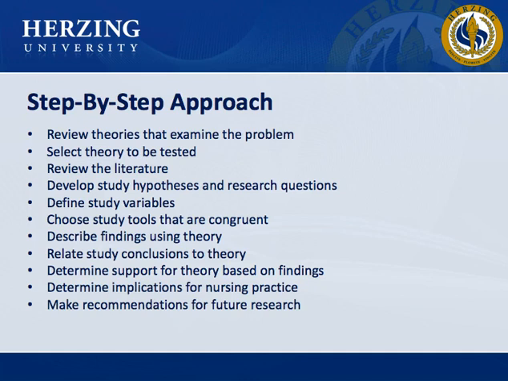The most efficient way to obtain a body of knowledge for nursing is to test and build on the work of existing nursing theories. The chosen theory should use a step-by-step approach for testing the theory. The step-by-step approach includes review theories that examine the problem, select the theory to be tested, review the literature, develop study hypothesis and research questions, define study variables, choose study tools that are congruent, describe findings using the theory, relate study conclusions to the theory, determine support for theory based on these findings, determine implications for nursing practice, and make recommendations for future research.